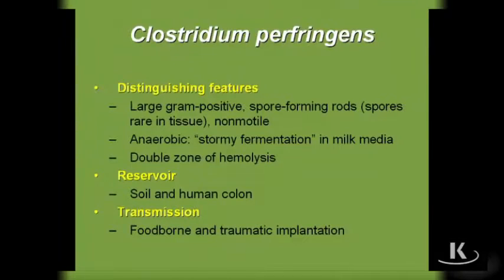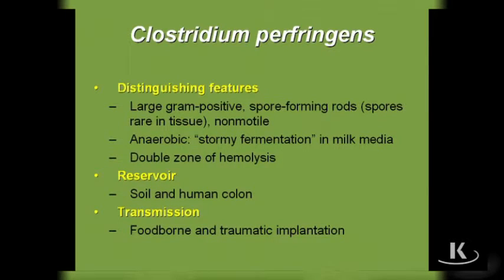All right, we'll move on to Clostridium perfringens. Clostridium perfringens we mentioned as a causative agent of gas gangrene. These have a couple of distinguishing features that maybe set them apart from some of the other members of the genus. First of all, if you culture these in something called milk media, again, without oxygen, when you look at that tube the next day, it's going to look like a thundercloud in there. So we call that stormy fermentation.